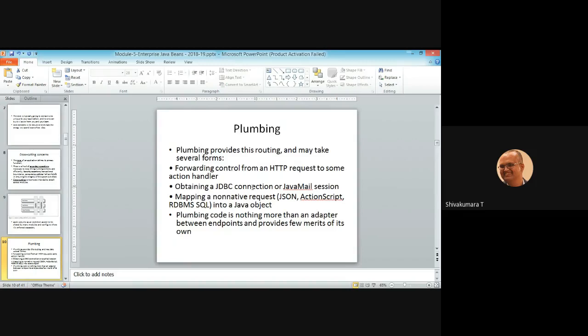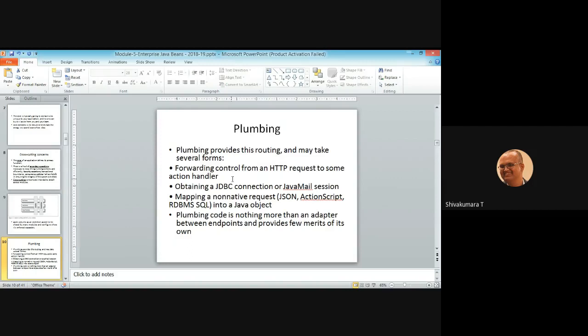So forwarding control from an HTTP request to some action handler, you need to handle this one explicitly. So a request is coming, the login user information you are providing. You need to deploy a protocol which handles that request. It needs to forward your request to the appropriate servers. The server is going to handle it.